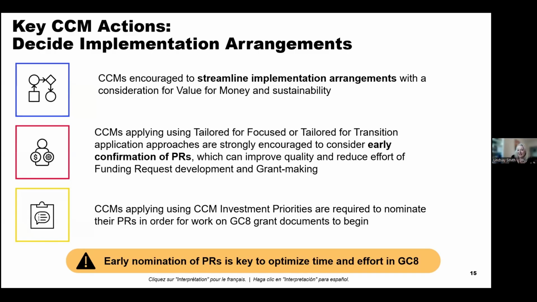So in all cases, as the CCM considers their choice of implementation arrangements, not only just is it one PR or more PRs, but also thinking down to the SR level, it's important to identify these key implementers early to make sure that they are able to contribute to the funding request and grant making development, and also so that we improve our opportunity to be more implementation ready by the time that the grant actually starts. Next slide.